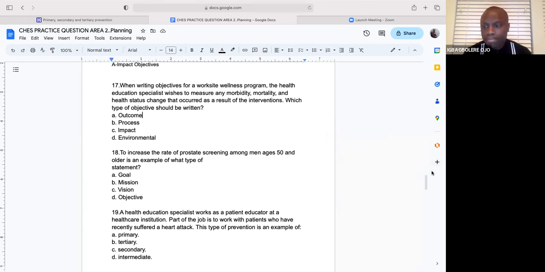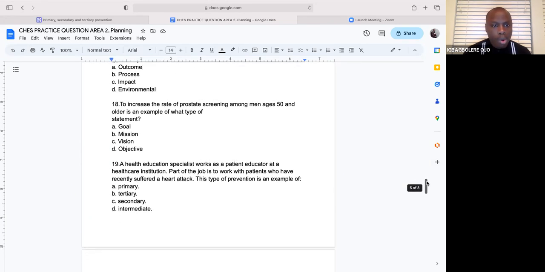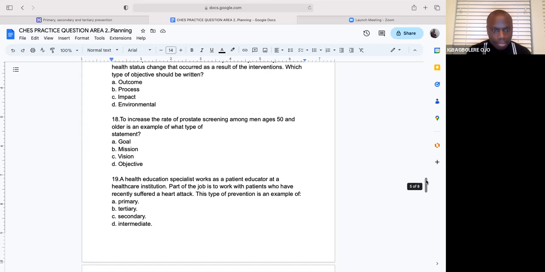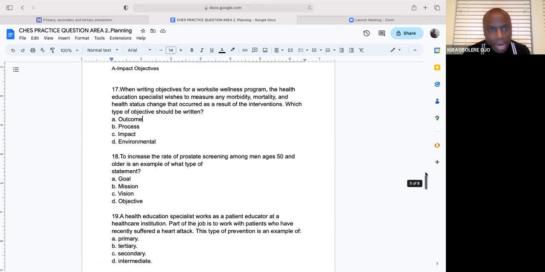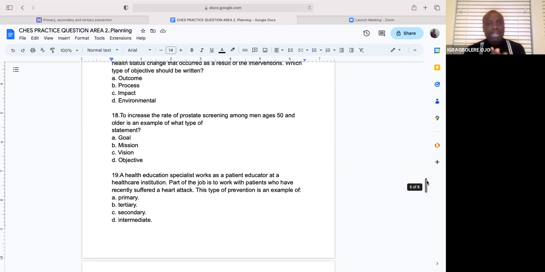Okay, so let's see. Again, question 18. To increase the rate of prostate screening. Are we really in question 18? Oh, pretty fast. Okay, question 18. To increase the rate of prostate screening among men ages 50 and older is an example of what? This is still a statement, all right?